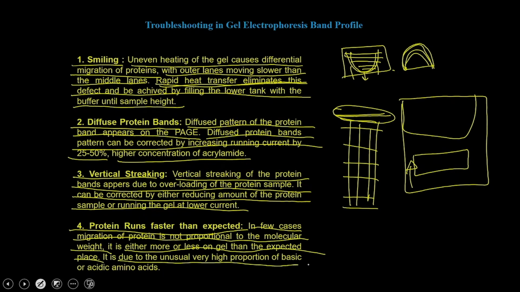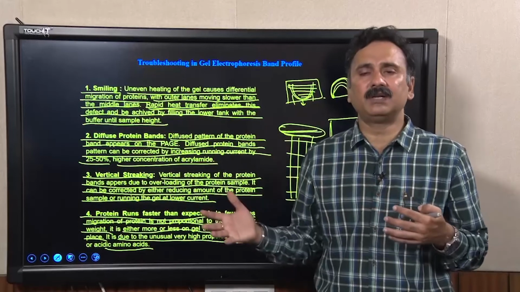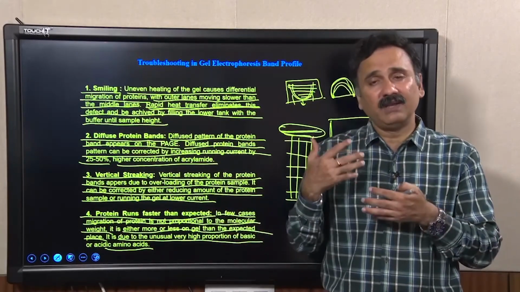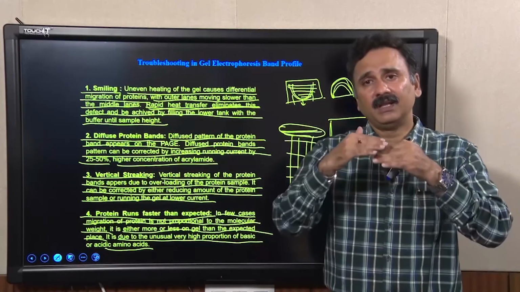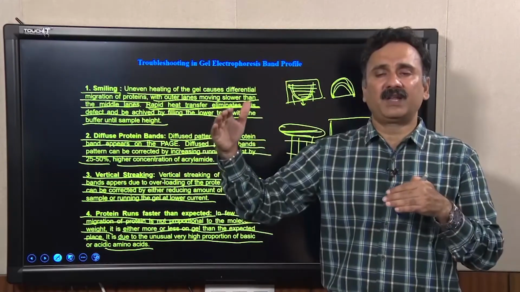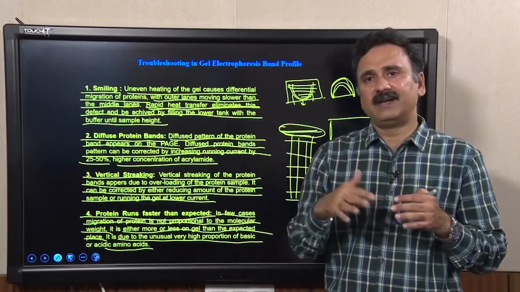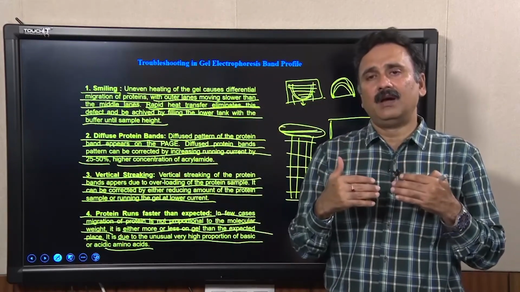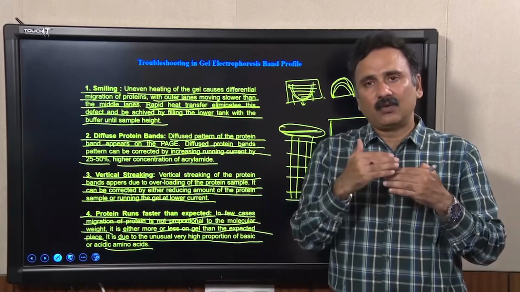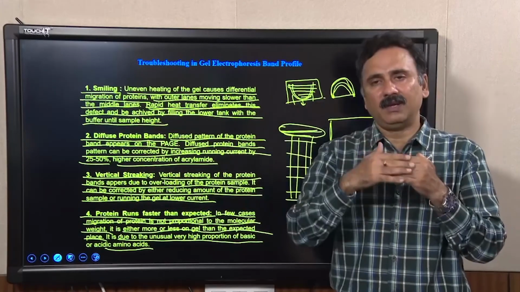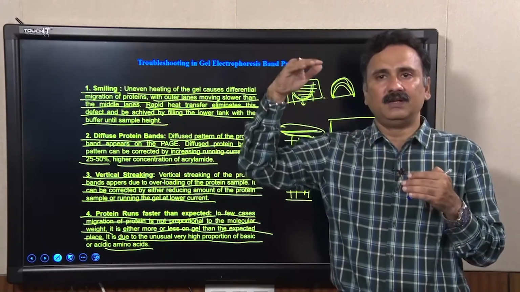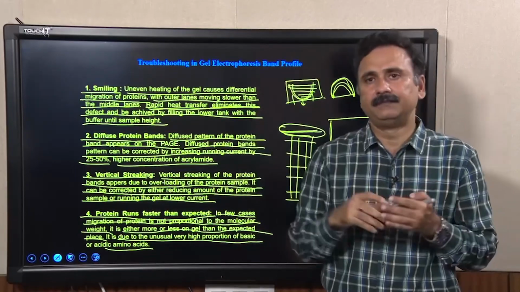It is due to an unusually high proportion of basic or acidic amino acids. Proteins which have a very high concentration of acidic amino acids run very fast. Proteins which have a very high concentration of basic amino acids run slower than the expected molecular weight. All these defects affect the calculation of molecular weight, as well as the appearance of these proteins on the gels.